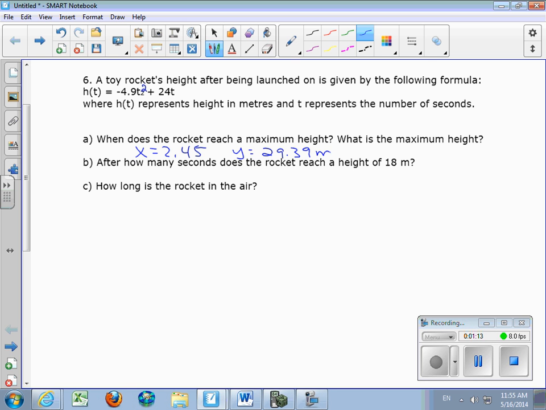Now the height was in meters and the time was in seconds. So when does the rocket reach a maximum height? That's the time at the maximum. And what is the maximum height? That would be the 29.39.